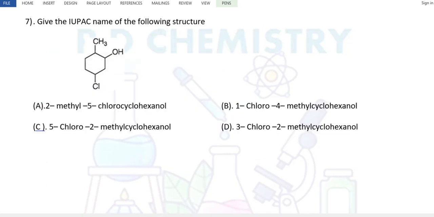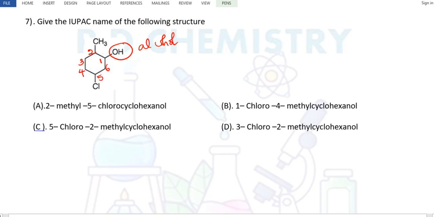Question number 7. Write the IUPAC name of the following compound. Now we can see methyl, OH group and chlorine. So the functional group is alcohol, so you end with -ol. This carbon should be number 1. Now which side will we proceed, clockwise or anti-clockwise? You have to go in that direction where the carbons carrying the substituents get lower numbers. So carbon number 2, 3, 4, 5, 6.